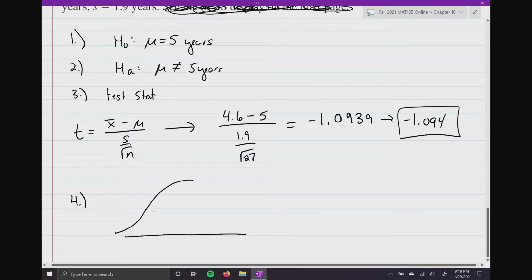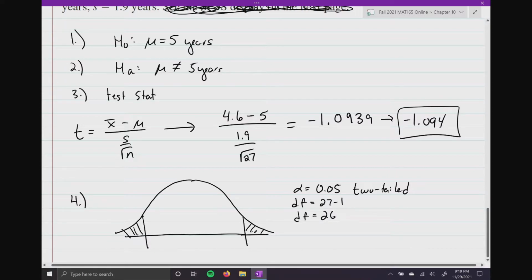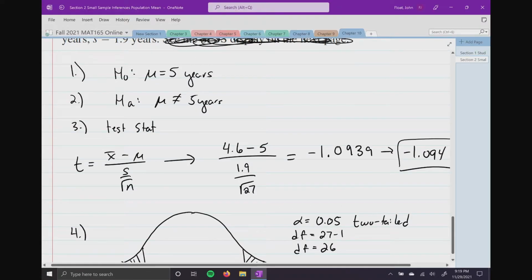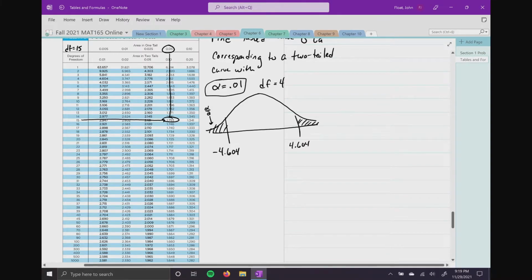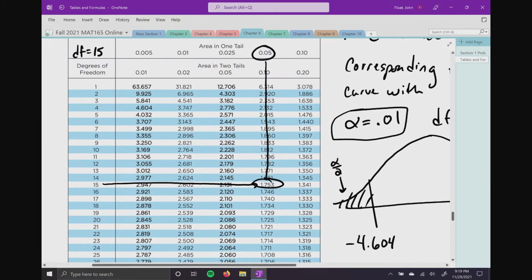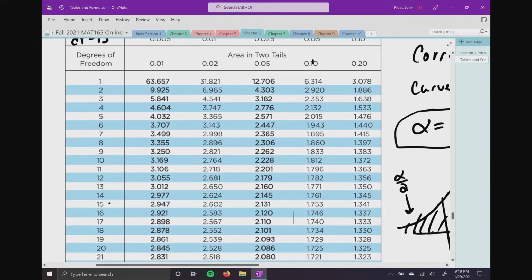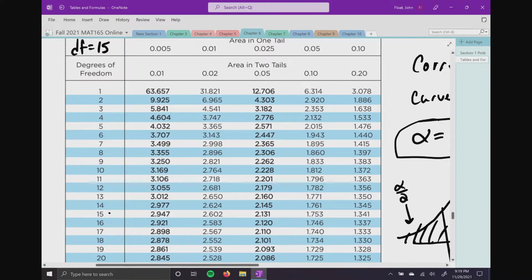All right, so we know we have a two-tailed test. So alpha equals 0.05, but it's two-tailed. Our degrees of freedom, 27 minus 1, so degrees of freedom equals 26. So what we need to do is go into our table, look up 0.05, two-tailed, degrees of freedom, 26. So let's go ahead, let's do that. So let's see here. I'm going to zoom in for us. I'm going to get rid of this stuff. Don't worry about the right-hand side here. We don't need any of that. So remember, area in two tails, 0.05. That's what we're looking for.